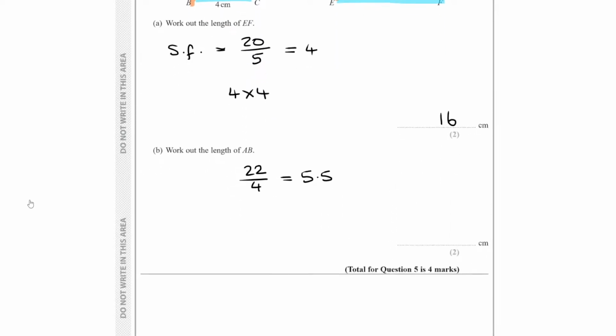Which is another 2 marks. Obviously make sure you write your working to get the method mark. 5.5, there we go.